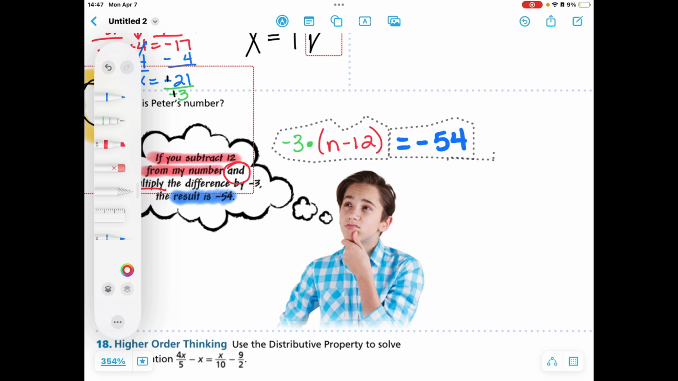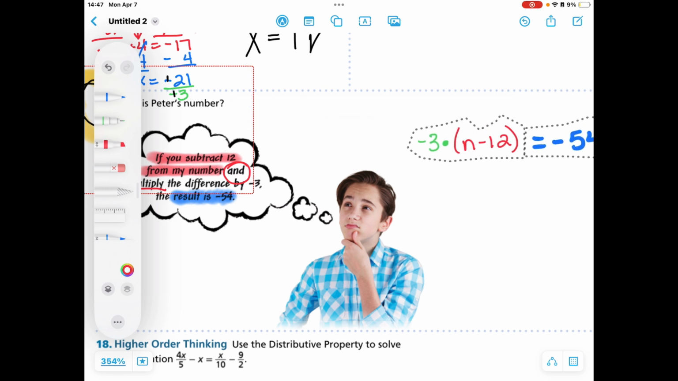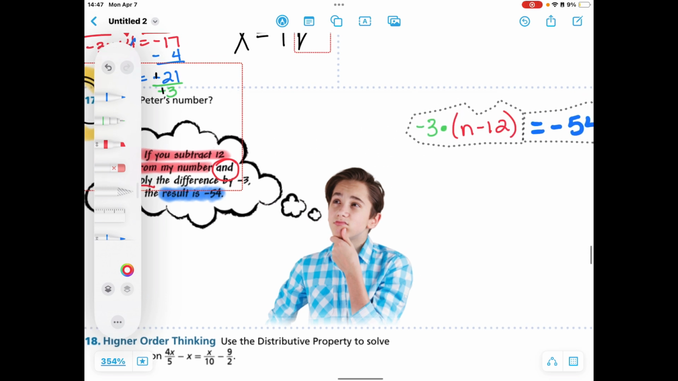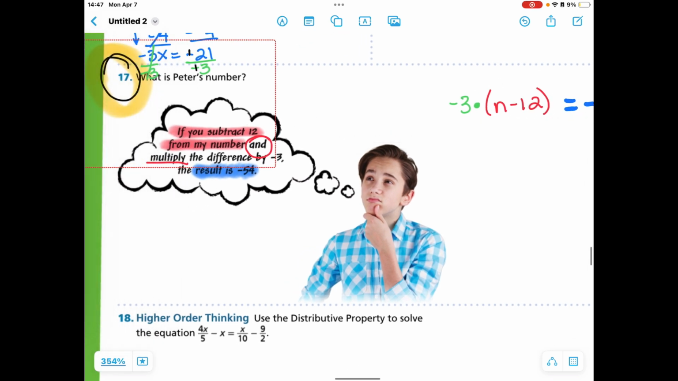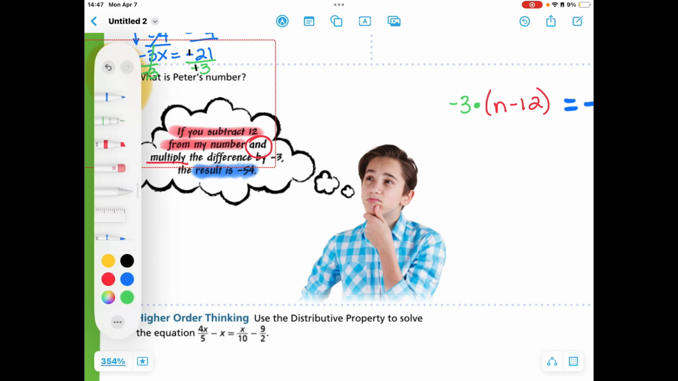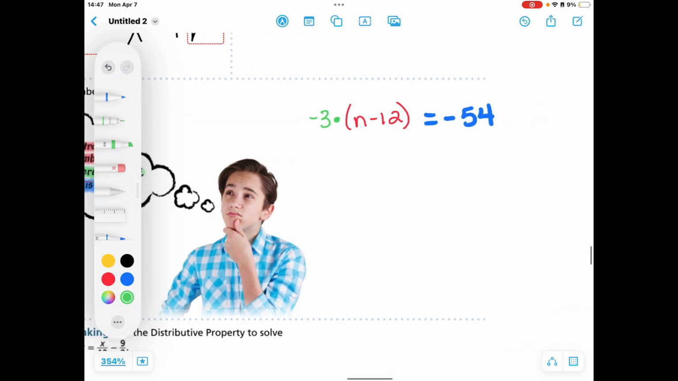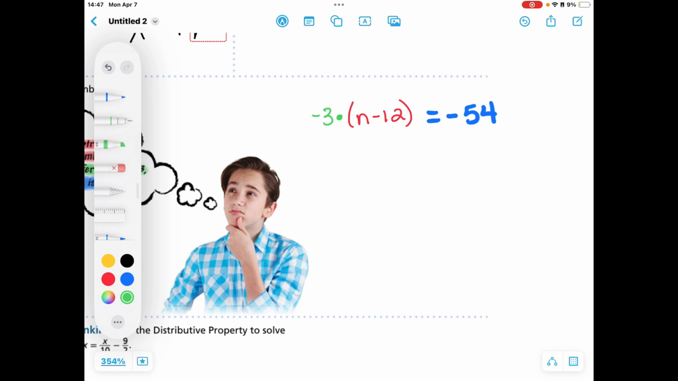So once again, I'm just going to move this over. There we go. The result of negative 54, that's what's in blue. Subtract 12 from my number, that's n minus 12. And then what's in green is multiplying the difference by a negative 3. So everything's color-coded. Now what we just need to do is solve.